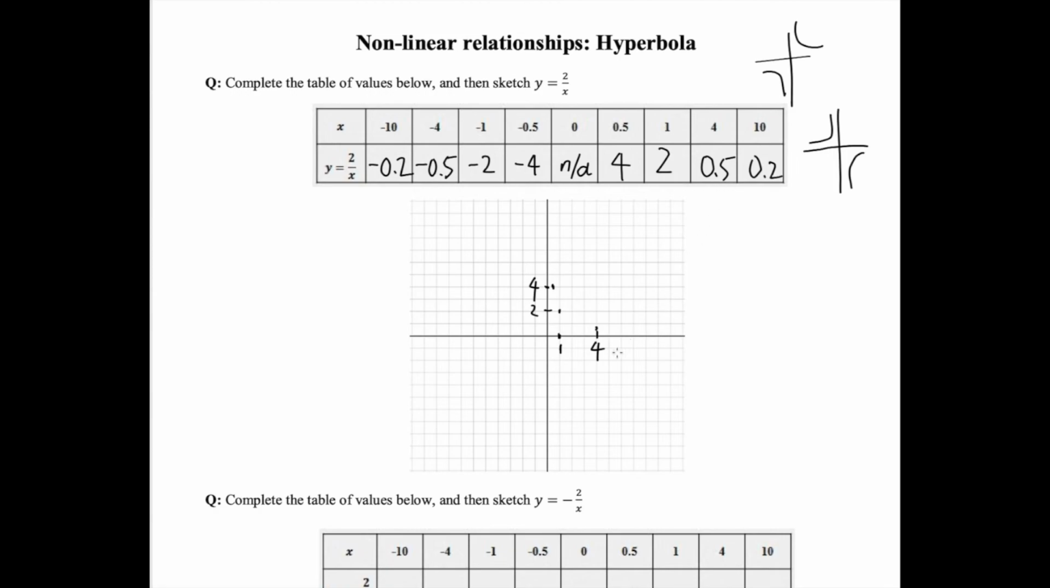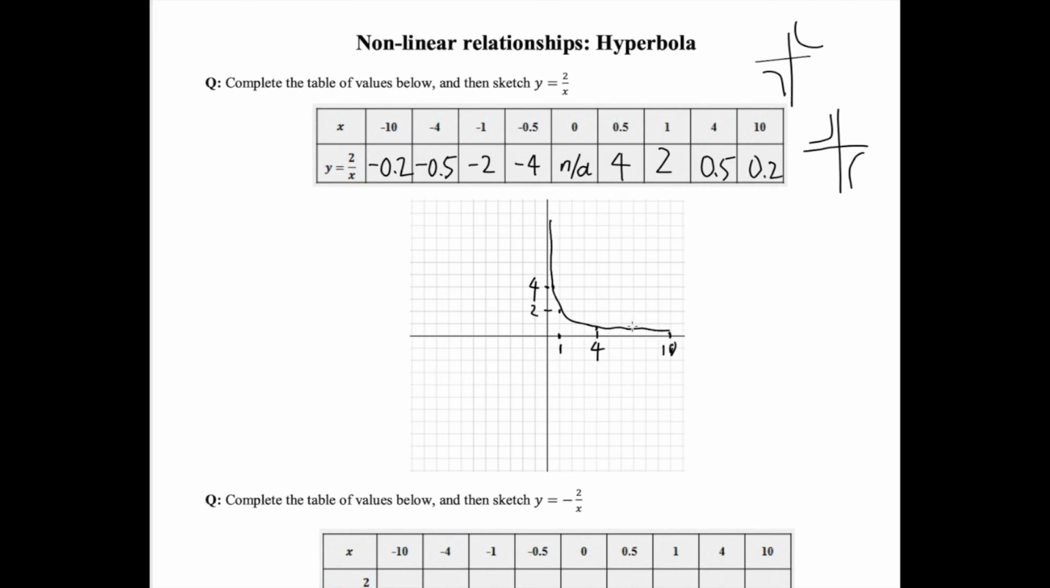When x equals 10, 4, 5, 6, 7, 8, 9, 10. Y is equal to 0.2. So somewhere here. Then we just connect the dots. I'm not going to be good at this because I'm doing this online, but you get the basic idea. It will look something like this.